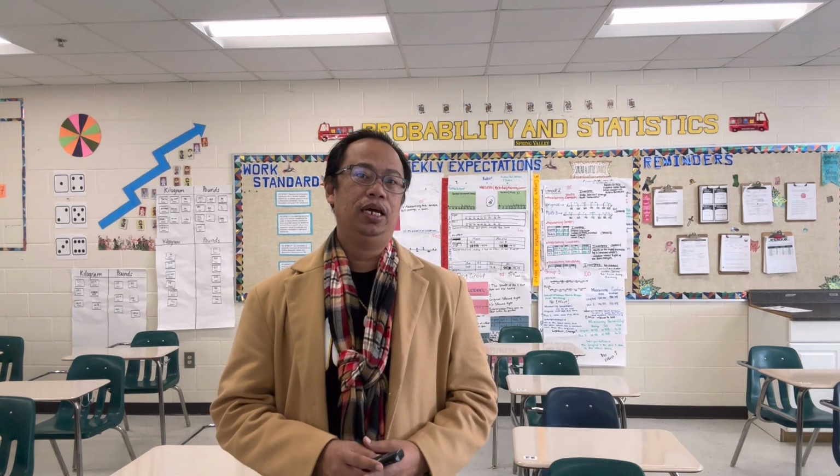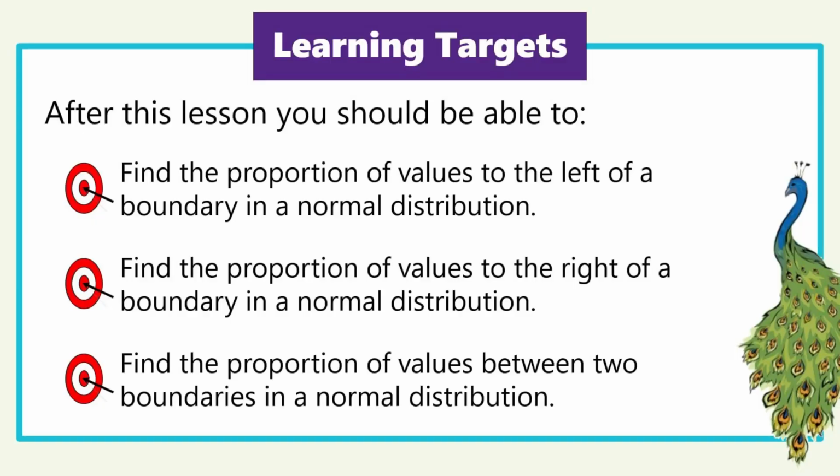To start with, let's dive into today's target, or the objectives. Objectives for today are as follows. Find the proportion of values to the left of the normal boundary in a normal distribution. The second one, find the proportion of values to the right of the boundary in a normal distribution. And lastly, find the proportion of values between two boundaries in a normal distribution.